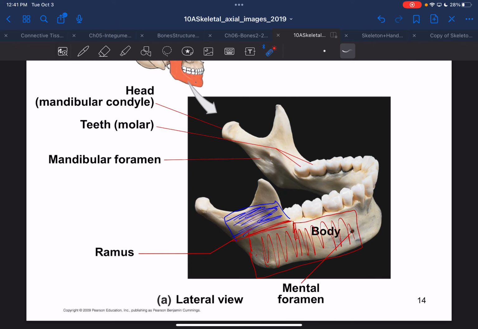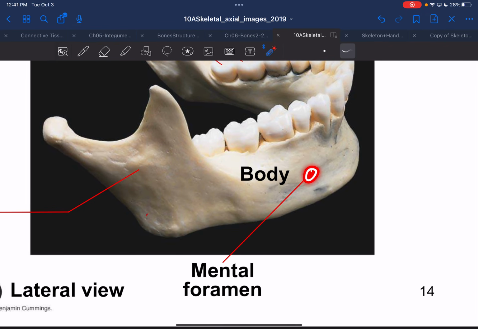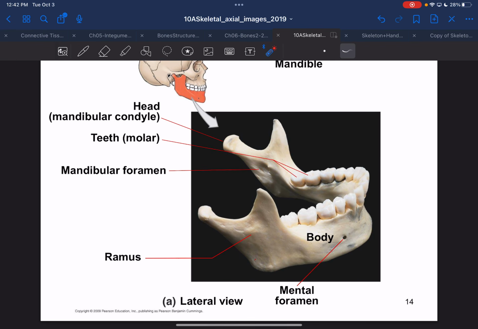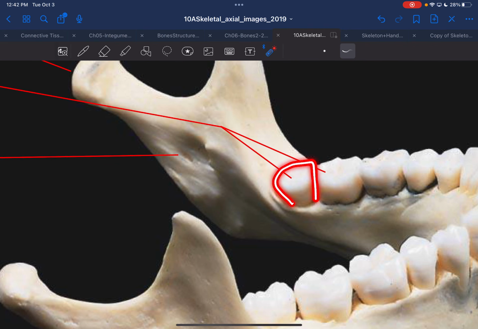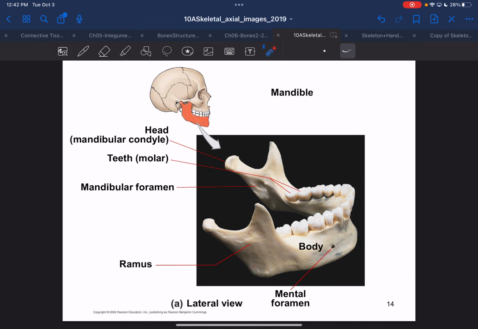And then remember that the chin in regional anatomy was mental, and so there's an opening on your chin called mental foramen. And there's one on each side, both sides. And then a tooth, nice and easy. And then when we get to digestive, we'll break down the teeth a little more.